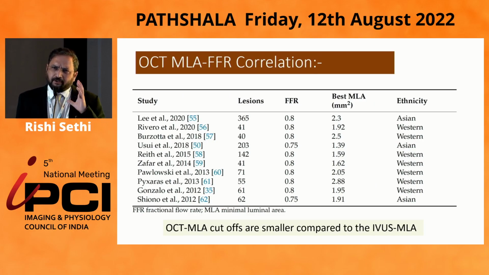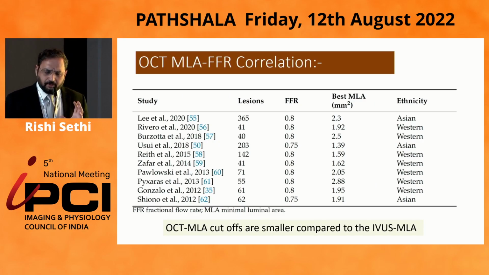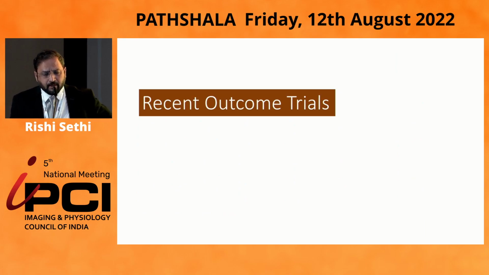Now, OCT trials and studies have also followed the same pattern, but one thing we have to note is that the mean cutoff values of MLA for OCT are relatively lower than those we have seen with IVUS for FFR positivity. While it ranged between 2 and 4.0 in left main diseases with IVUS, here it's somewhere around 1.9 to 2.5, and this is comparable to another known fact about OCT, that it tends to underestimate the lumen when compared to IVUS.